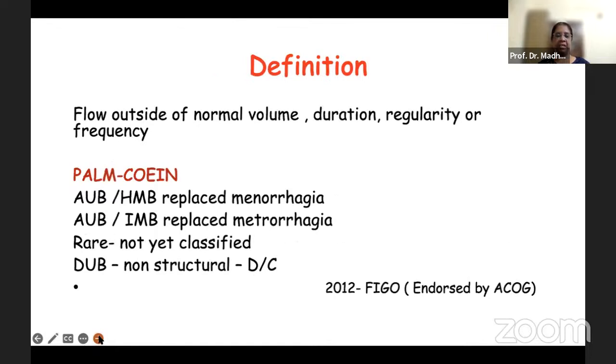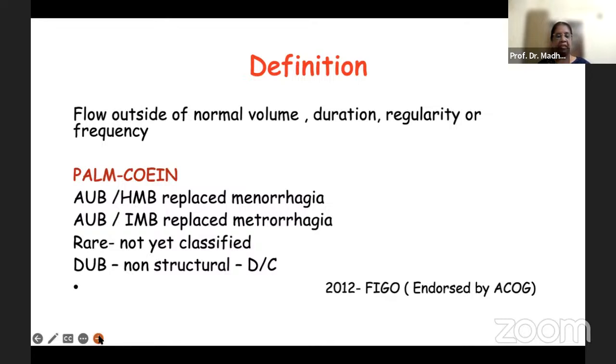What is the definition of AUB? It is the flow outside of normal volume, duration, regularity, or frequency. Anything outside of this, which is normal, is called AUB. Now, FIGO in 2011-2012 started this PALM-COEIN method of classification, and it is probably what is being used throughout the world now. And now we don't use the word DUB, dysfunctional uterine bleeding, which only said there was no structural abnormality in the patient. Now, PALM, as we all know, is the structural part, and COEIN is the functional part.